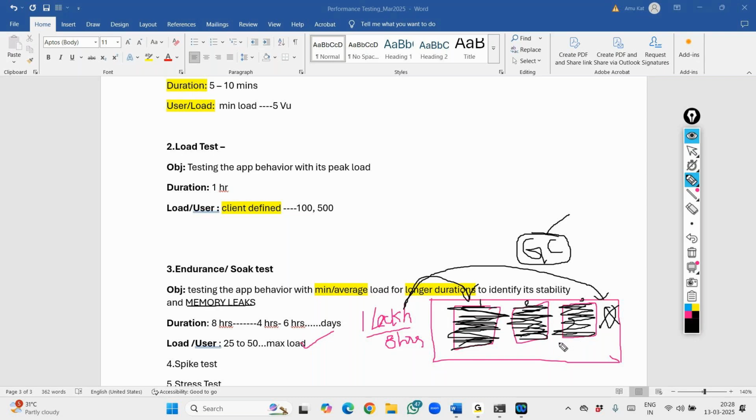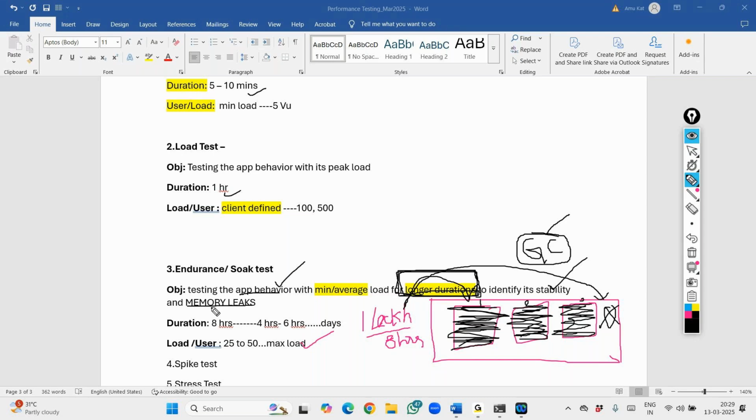If you have space and everything is going fine, then there will be no chances of memory issues. Running for 5 to 10 minutes or even 3 hours is totally fine. But whenever you go with longer durations, that is the main objective. With such longer durations, how is your application behaving, and is it maintaining its stability?